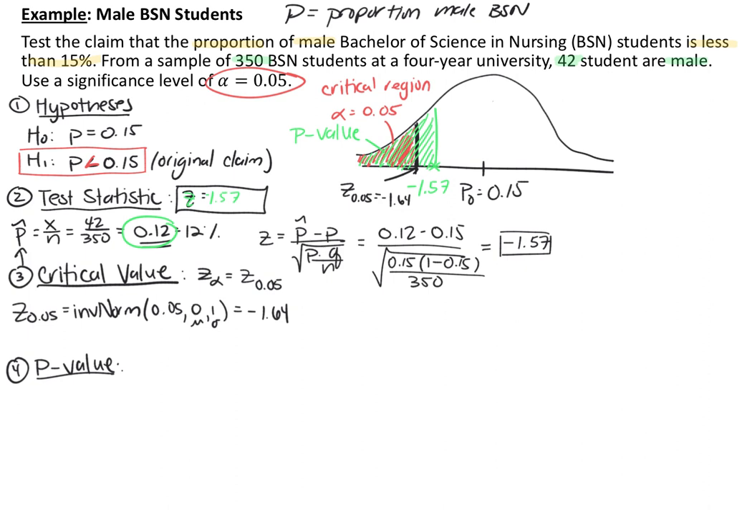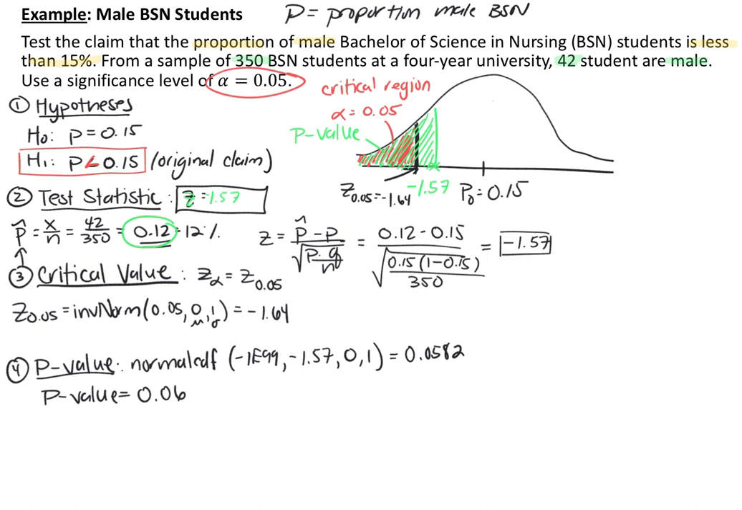A p-value is a probability, and you can also use your calculator for this. To get this p-value, you can use normal CDF on your calculator and type in negative 1e99 as the lower bound. Our upper bound is negative 1.57. Again, I'm trying to find the area of the green shaded region. Then put in 0 and 1 for mu and sigma. When you press enter, your calculator should give you a p-value of 0.0582, so I'll write down here, our p-value is approximately 0.06 if I round.